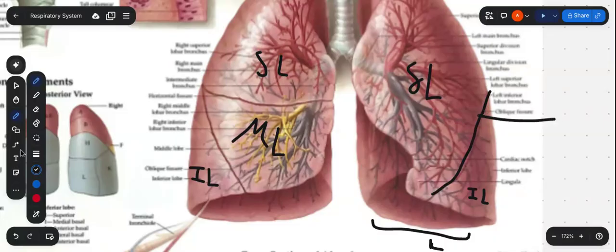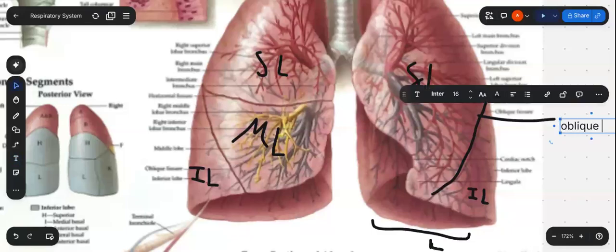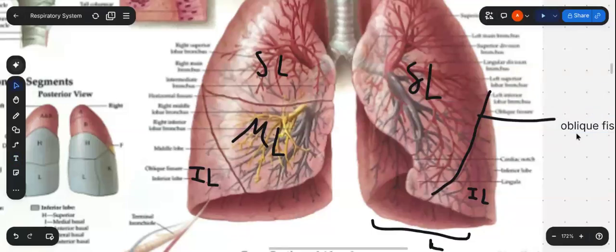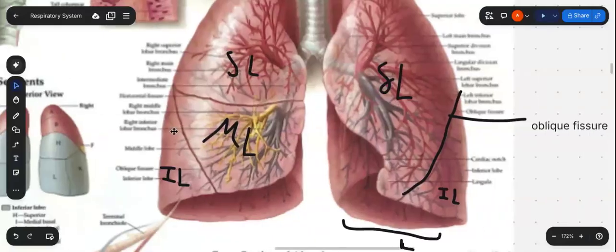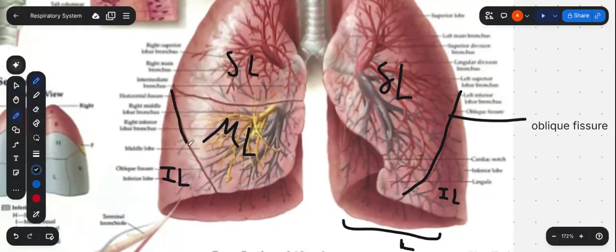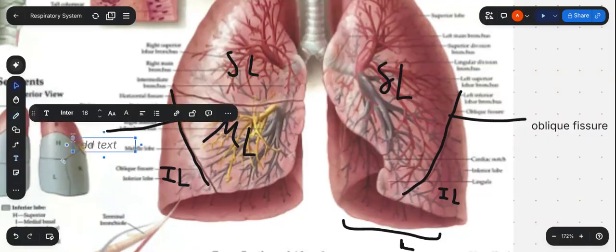This line is called your oblique fissure over here. You also have an oblique fissure on the right side. So this line that is separating the middle and inferior lobe, that is known as your oblique fissure as well.